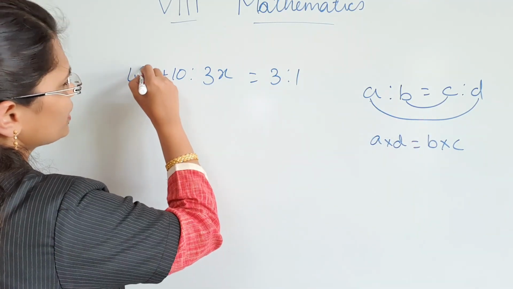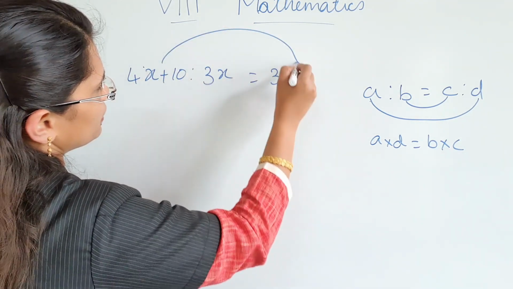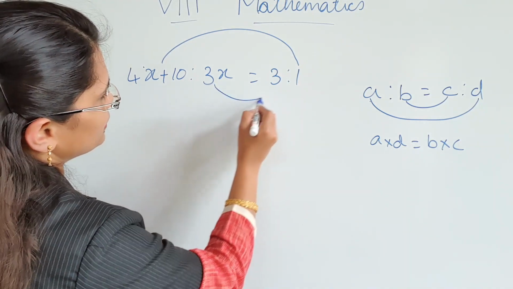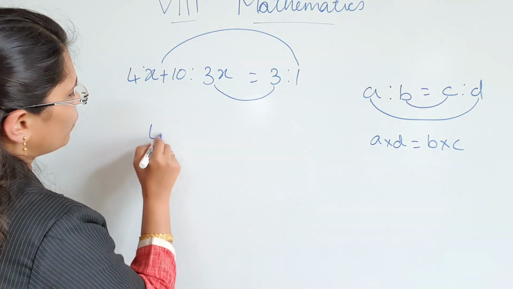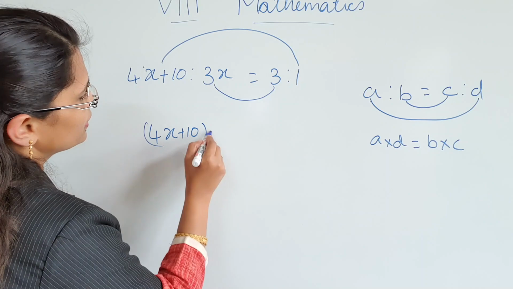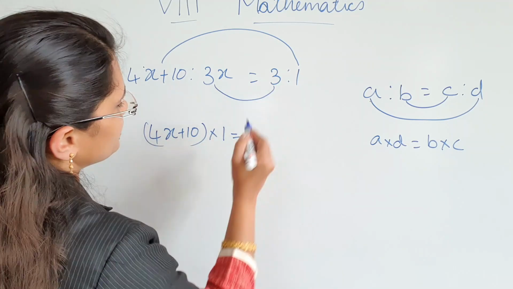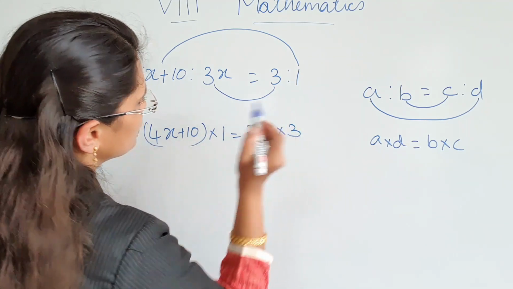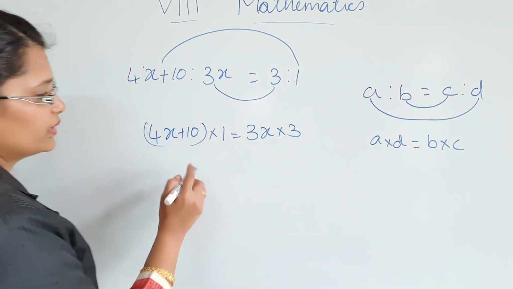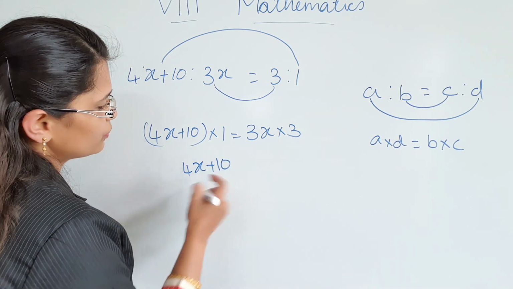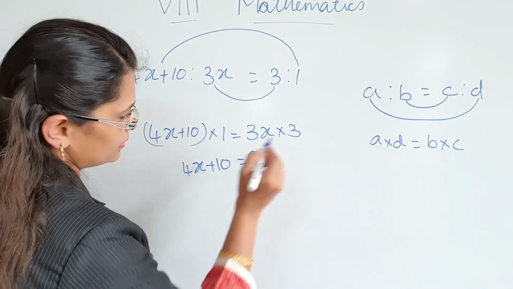So, 4x plus 10 into this extreme number, 1, then 3x into 3. So, multiply 4x plus 10 into 1 is equal to 3x into 3. What is 4x plus 10 into 1? Any number multiplied by 1 is equal to the same number itself, right. 4x plus 10 is equal to 3x into 3. 3 into 3, 9. 9x.